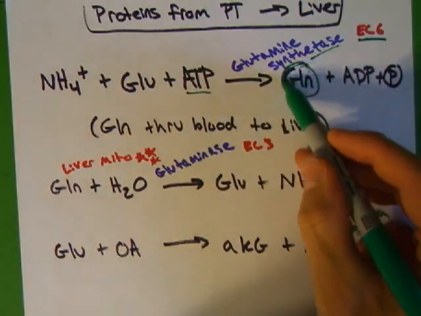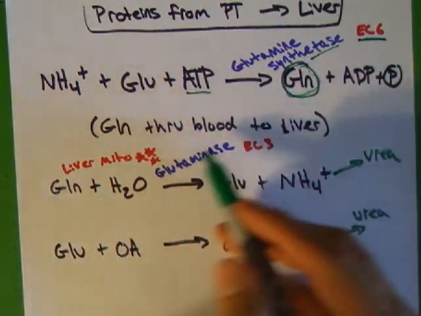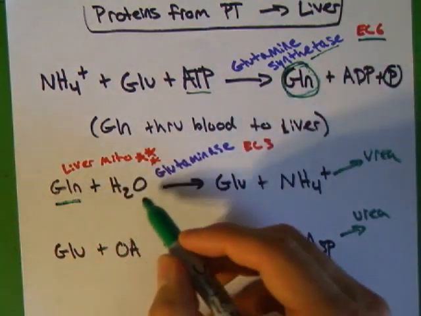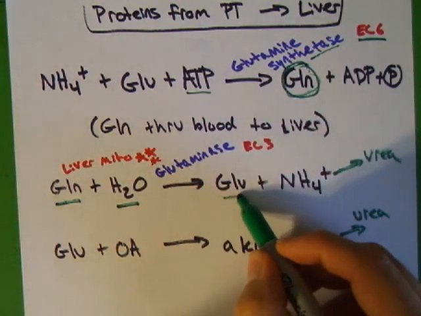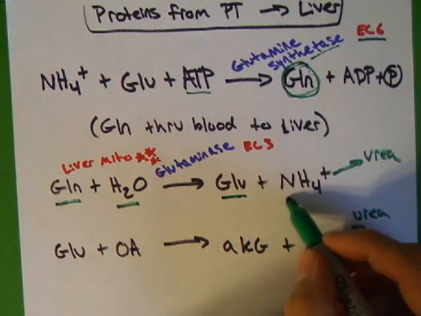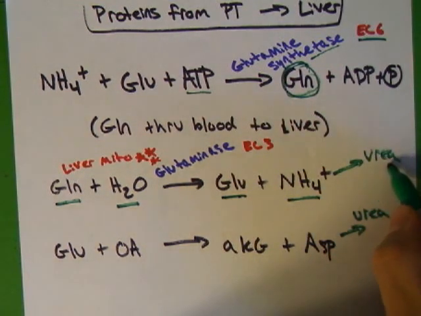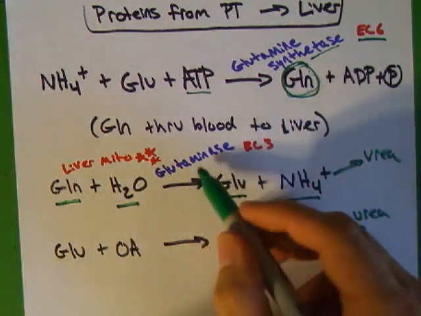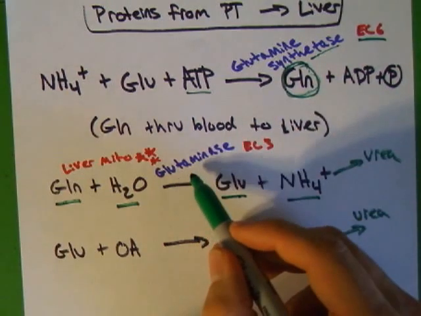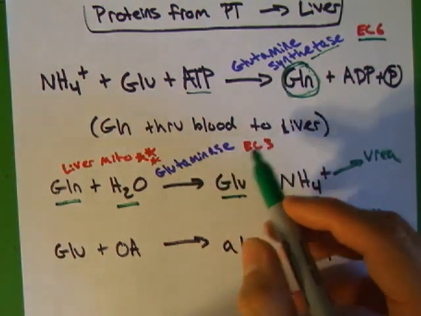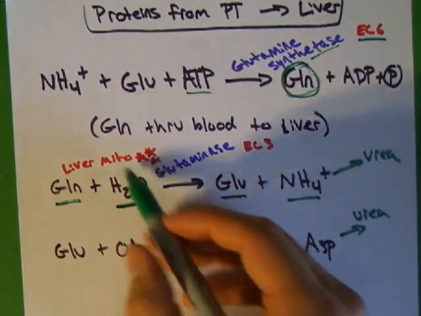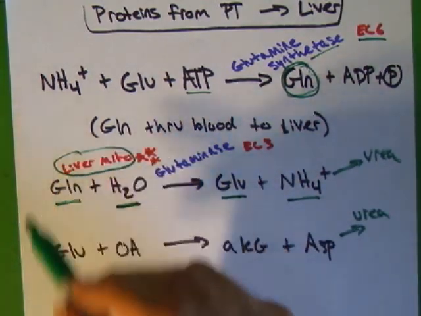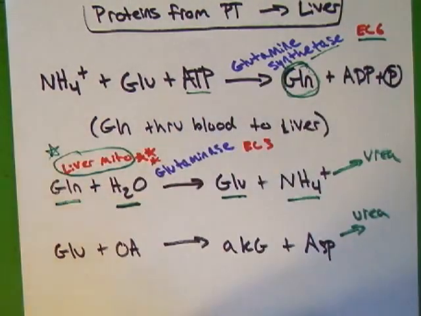So now this glutamine is going to go through the blood to the liver, and it arrives in the liver where it's going to react with water and change back into glutamate and ammonium, which is going to go to the urea cycle. The enzyme that does this reaction is glutaminase, which is a class 3 reaction. It's a hydrolase. That's a liver mitochondria enzyme. That's one of his favorites to ask about.